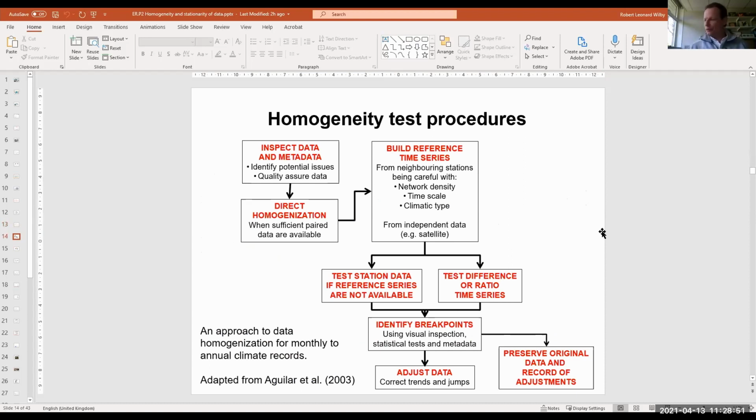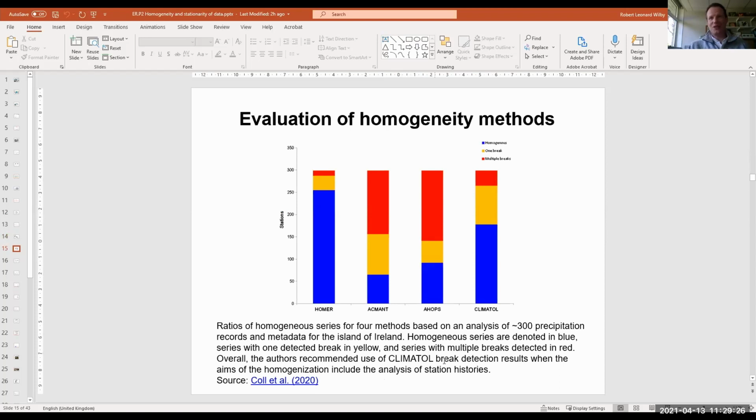There are also, as I mentioned before, much more formal techniques of both homogenizing and testing for homogeneity within time series by comparing across a much wider swathe of stations, rather than a single site at a time, which is how we adopt the Petit's test. And again, I would like to refer you to this really nice paper, which illustrates very well how these different homogeneity methods compare when applied to the same data set. In this case, the data set is 300 rainfall records across the island of Ireland.